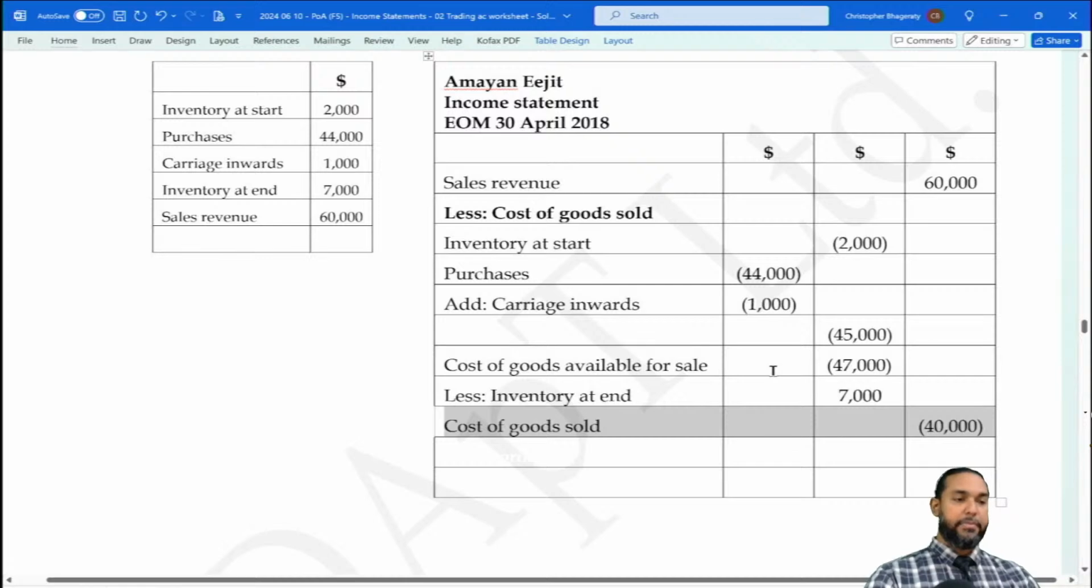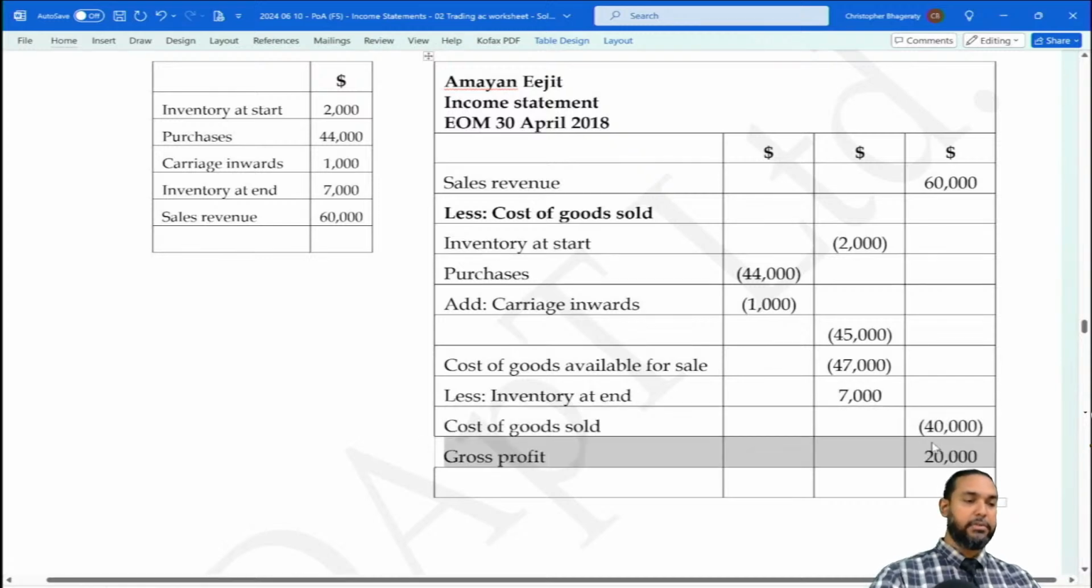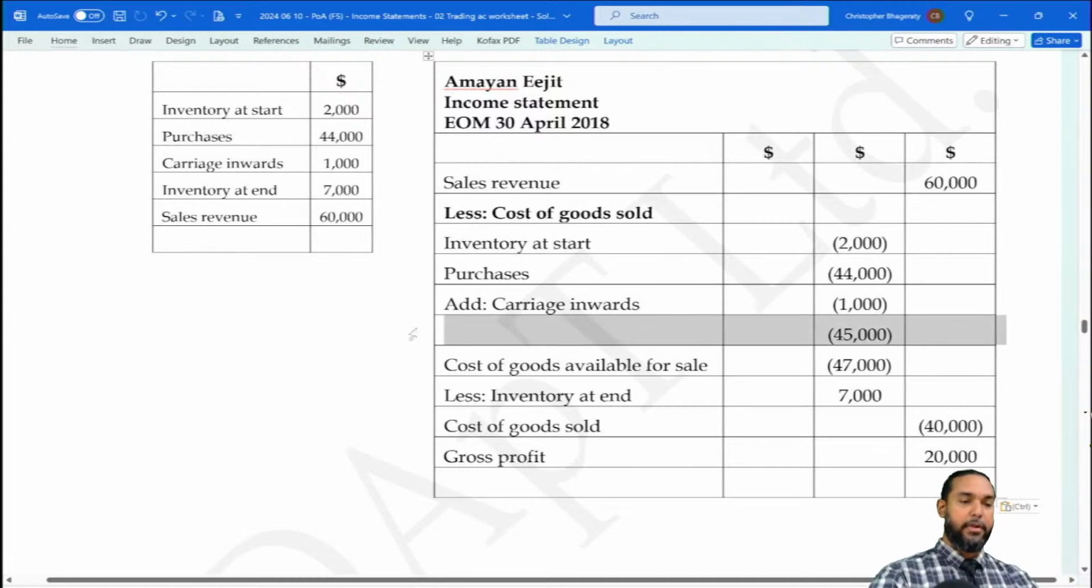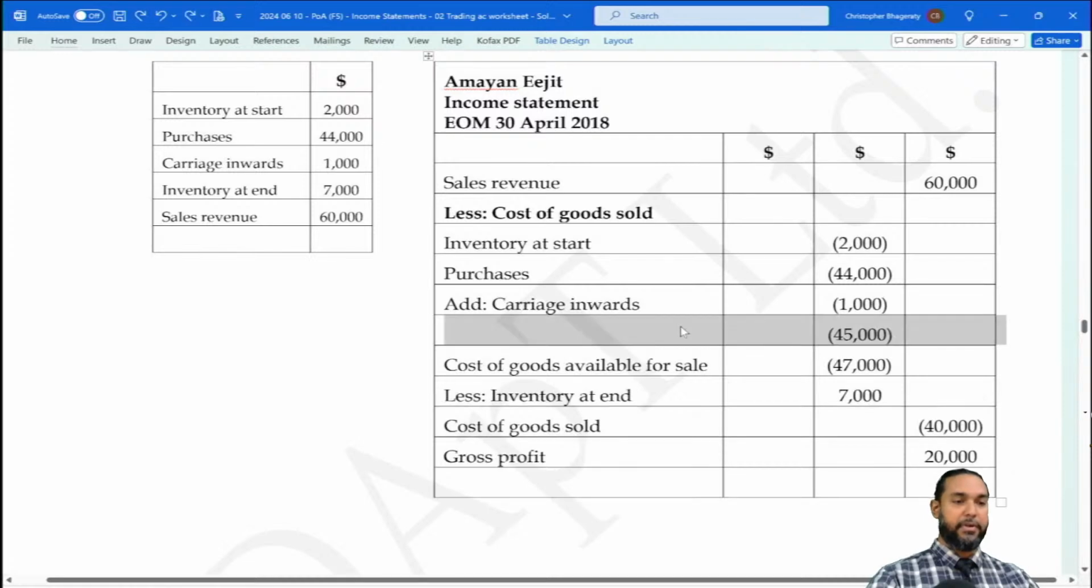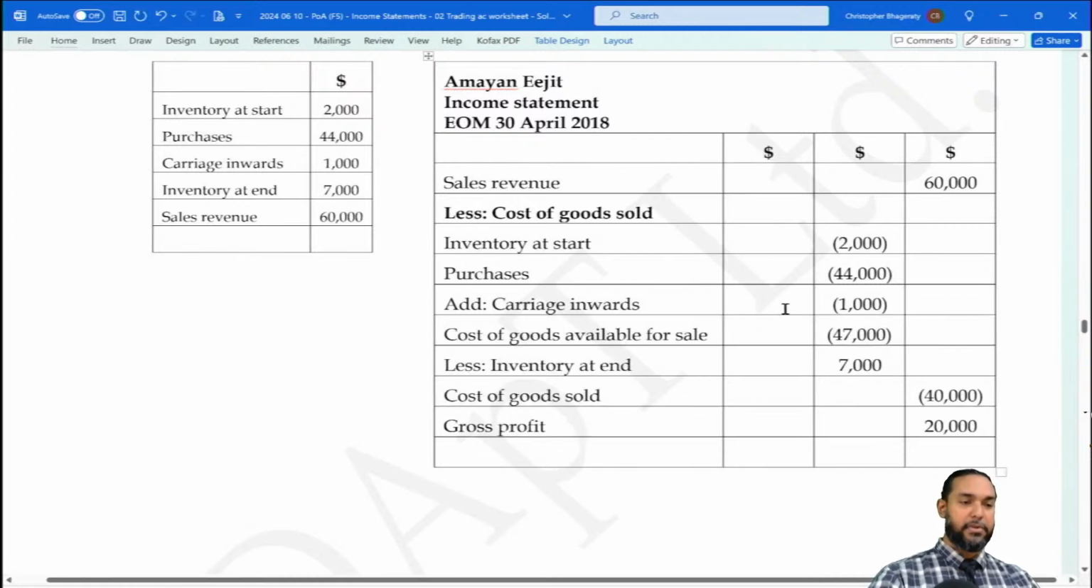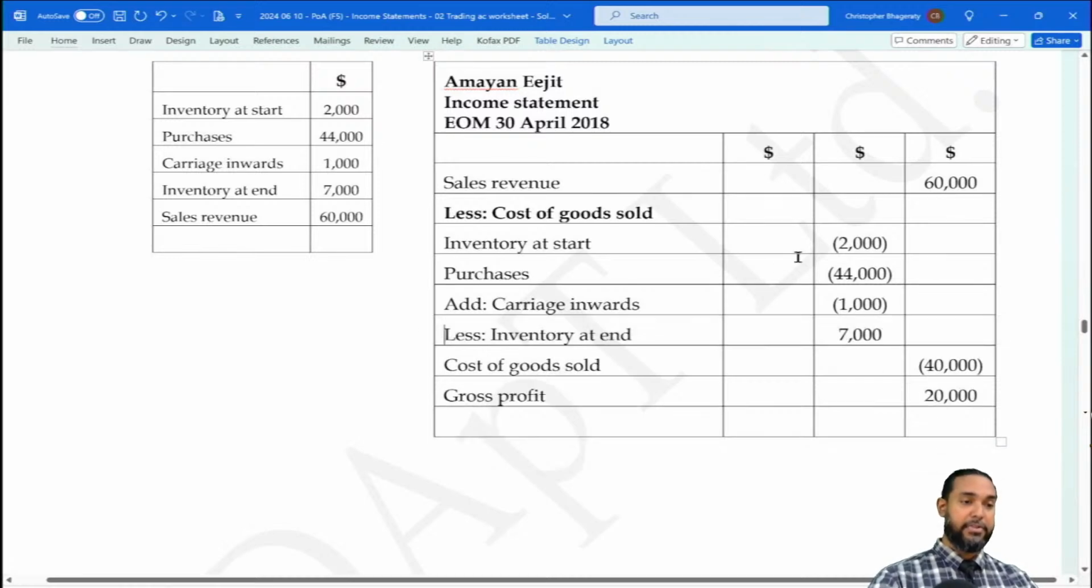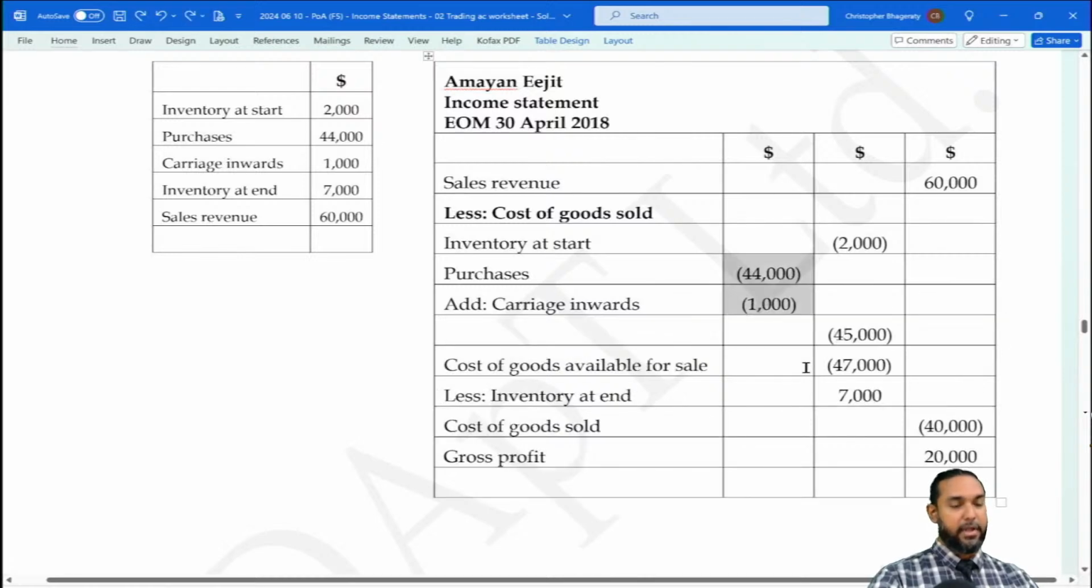Right, and then 40 from 60 will of course give us 20,000, and that's your gross profit. All right, so again, if you prefer, you could pull this across here. You could do away with that figure, but then no, sorry, not that figure. Yeah, that figure itself. And 47 minus 7 is 40. And you can even get rid of that figure too, and just do 2 plus 44 plus 1 minus 7 is 40. But again, I suggest you show some detail in your work in here.